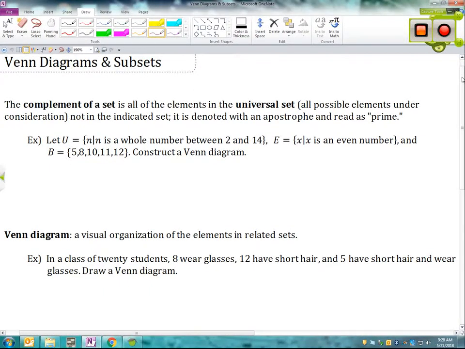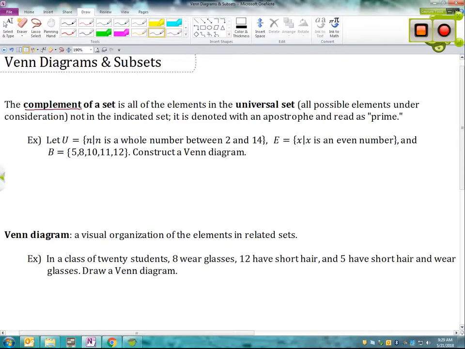In this lesson, we're talking about Venn diagrams and subsets. First, we have a couple more terms to look at. First of all, the complement of a set. The complement of a set is all of the elements in the universal set, which is all of the possible elements under consideration, that are not in the indicated set. In other words, it's all of the ones that are not in whatever we're describing. It's denoted with an apostrophe and read as prime.